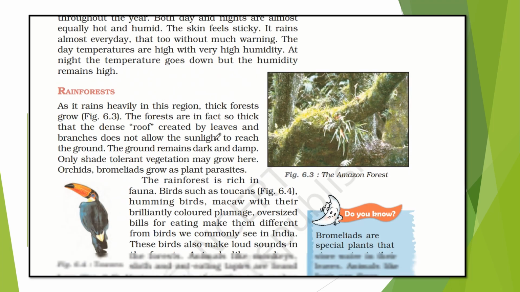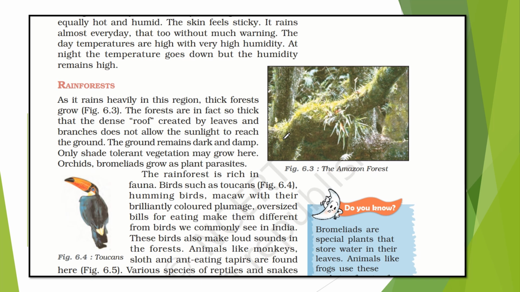So let's understand about the rainforest. Here you can see the picture of the Amazon forest. As it rains heavily in this region, there must be more trees. So thick forest grows. The forests are in fact so thick that the dense roof created by leaves and branches does not allow the sunlight to reach the ground. The ground remains dark and damp. Only shade-tolerant vegetation may grow here.